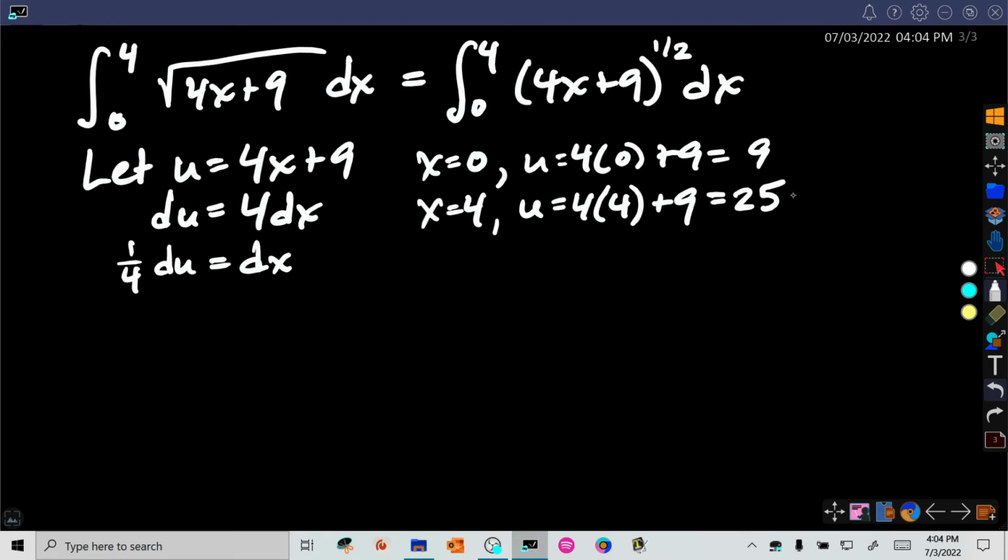So my integral becomes 9 to 25 of u to the 1/2 du, and it looks like we've got the 1/4 there as well, so that has to come along right there.